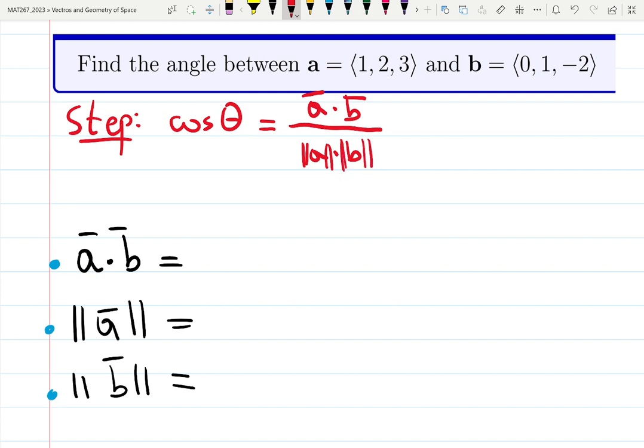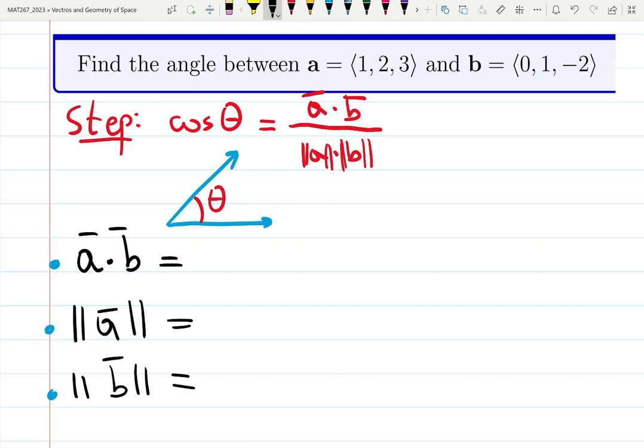So now I just need to find all of those things: A dot B, the length of A, the length of B. Length is the magnitude. And then the picture is, if you need to know, vector A, vector B, and then theta is the angle between them, like so. So we're looking for theta.